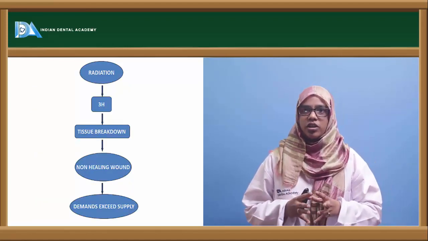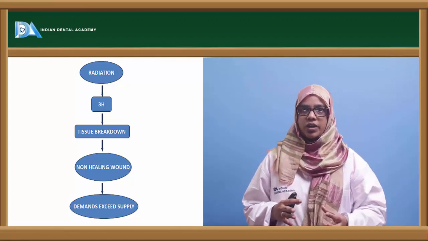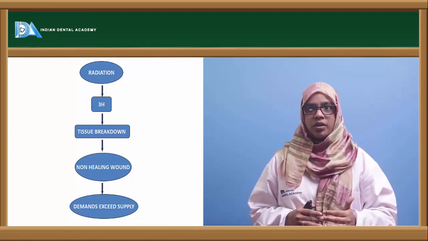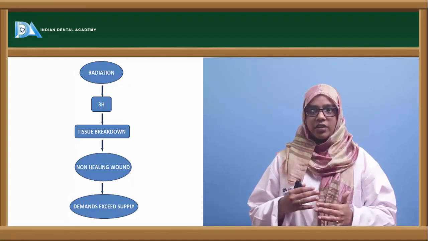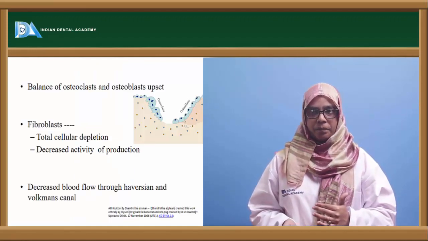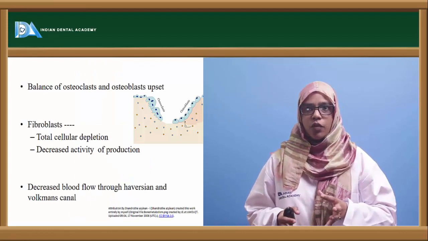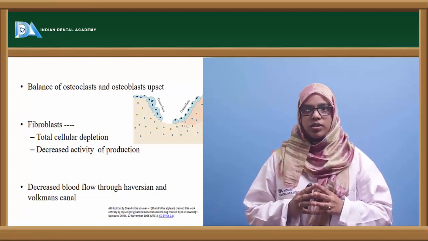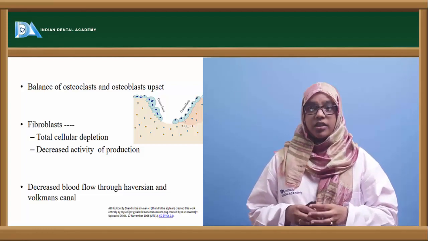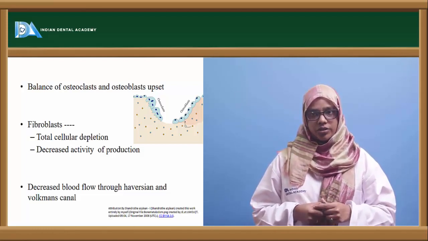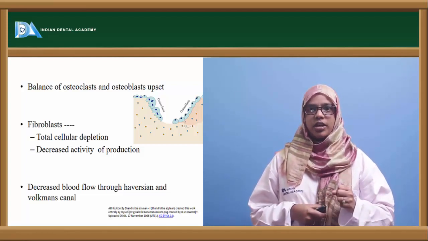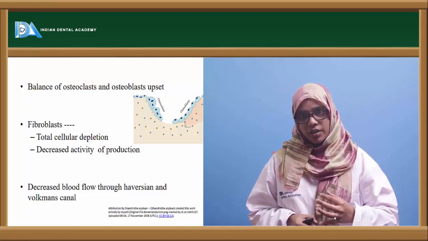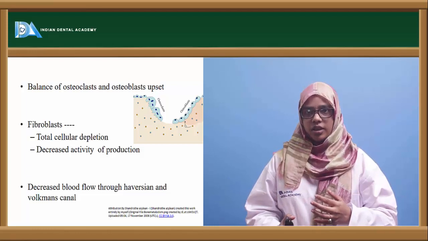So this flow chart just summarizes that because of radiation, the 3H principle occurs, because of which tissue breakdown occurs, the tissue doesn't heal, and the demand exceeds the supply. There is an imbalance of osteocytes and osteoblasts. Fibroblast and total cellular depletion occur. There is decreased activity of production and decreased blood flow towards the Haversian system. This means there is destruction happening, but restoration of the bone doesn't take place.